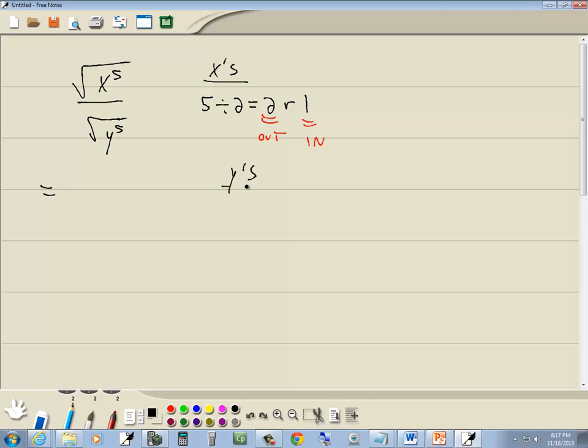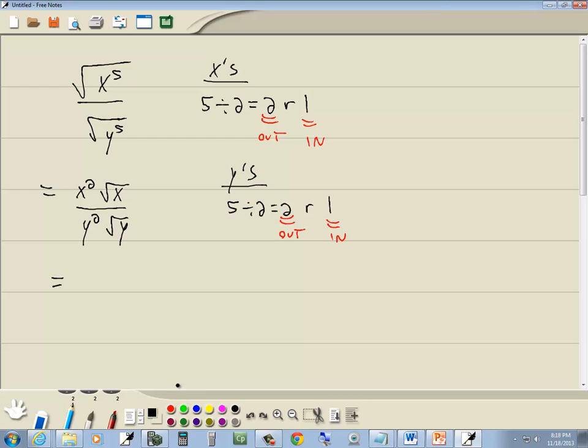Now for our y's. Again, we're going to do 5 divided by 2. Take our power, divide by the index. That gives us 2 with a remainder of 1. This 2 here is how many y's we have come out. This 1 here is how many y's we have stay in. Okay, so let's see what's going on here. We have 2 x's come out. We have 1 x stay inside. Here we have 2 y's come out. We have 1 y stay inside.